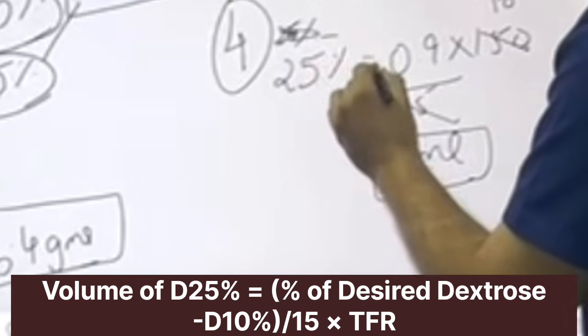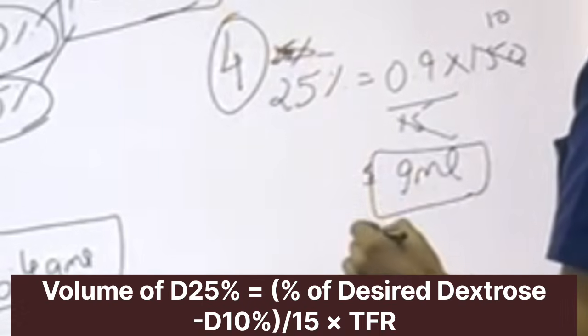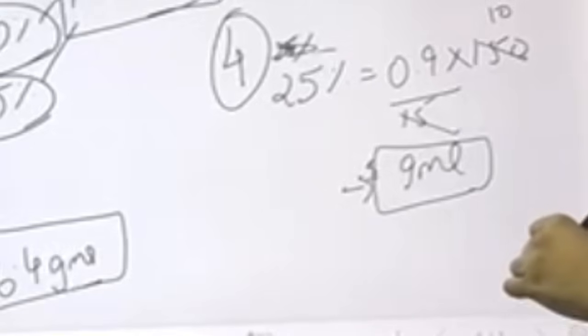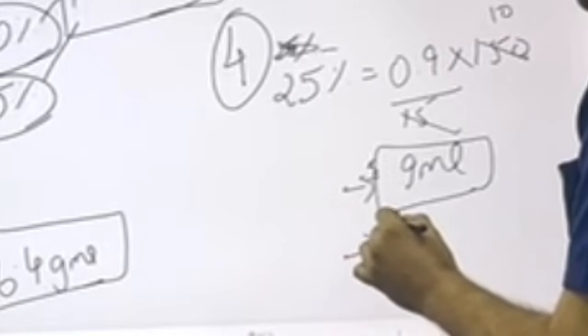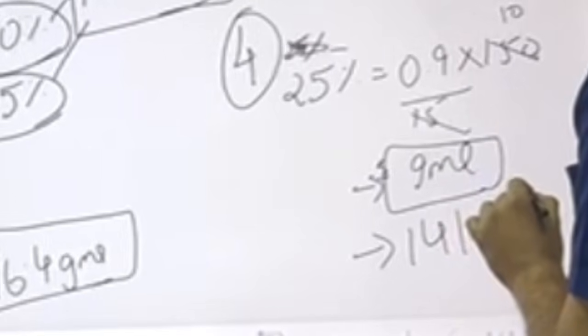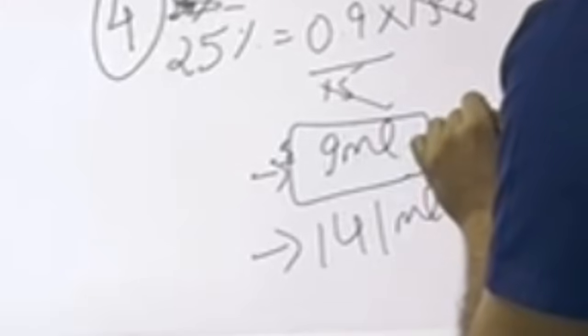9 ml मतलब क्या कि 25% डेक्सट्रोज 9 ml होना चाहिए. तो 150 ml जो आपका फ्लूइड है टोटल, उसमें से आपको 9 ml 25% डेक्सट्रोज डालना है. बाकी का कितना रह गया? 141 ml. ठीक है, so 141 ml will be 10% dextrose and 9 ml will be 25% dextrose.